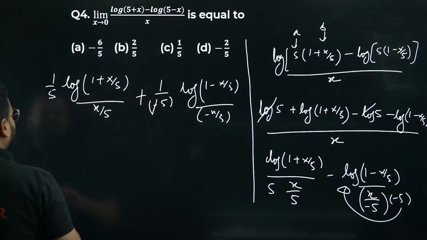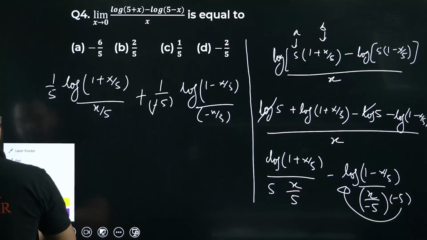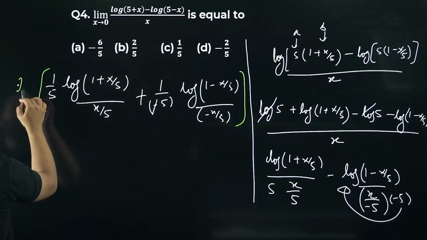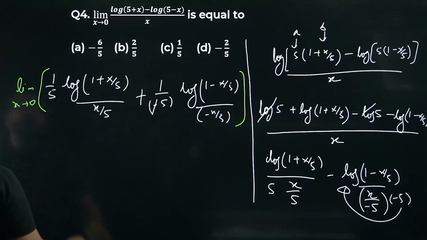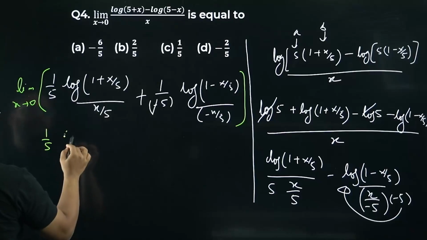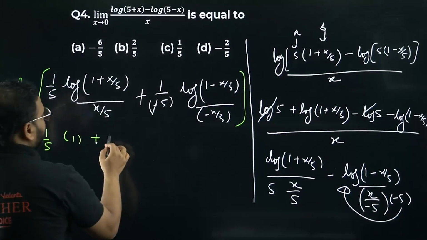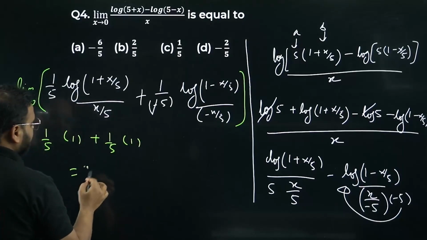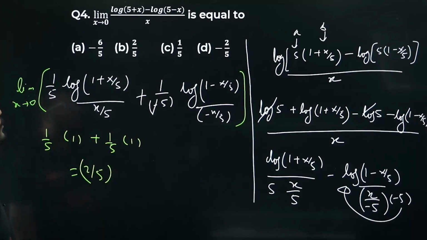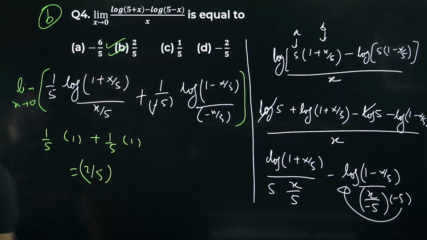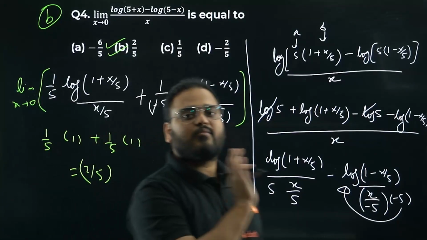What I'm getting now? Now I can apply the limit on both of these. Limit x tends to 0. What I get now? Have a look. So for this I'll have 1 by 5. Apply limit on this, it'll become 1. Again you'll have 1 by 5. Apply limit on this part, it'll again become 1. Answer will be 2 by 5. Option B is correct. Please have a look. Excellent question. Excellent problem.